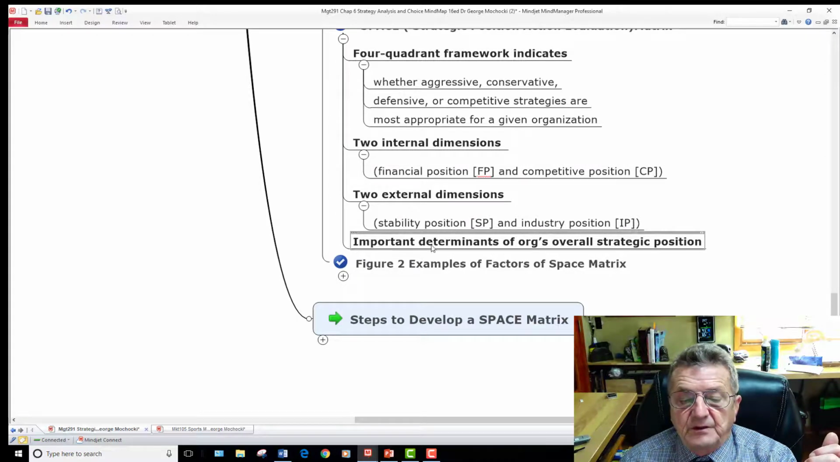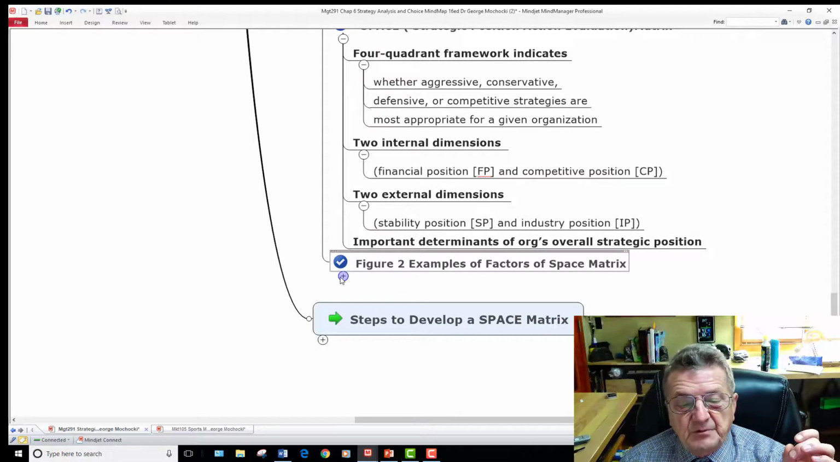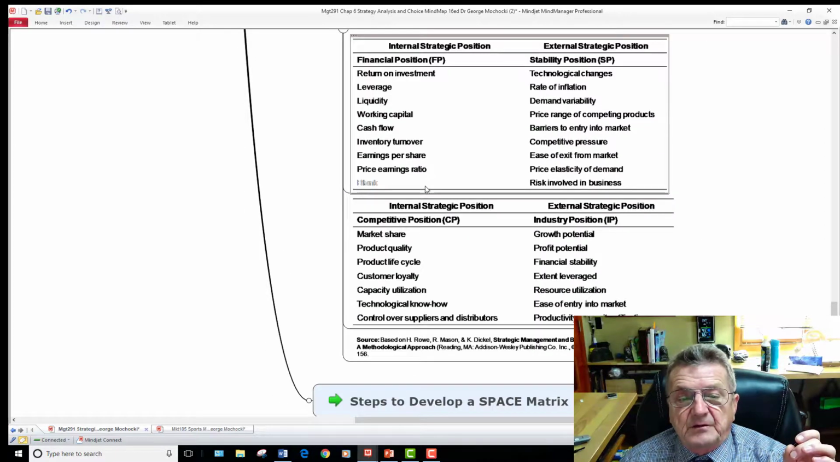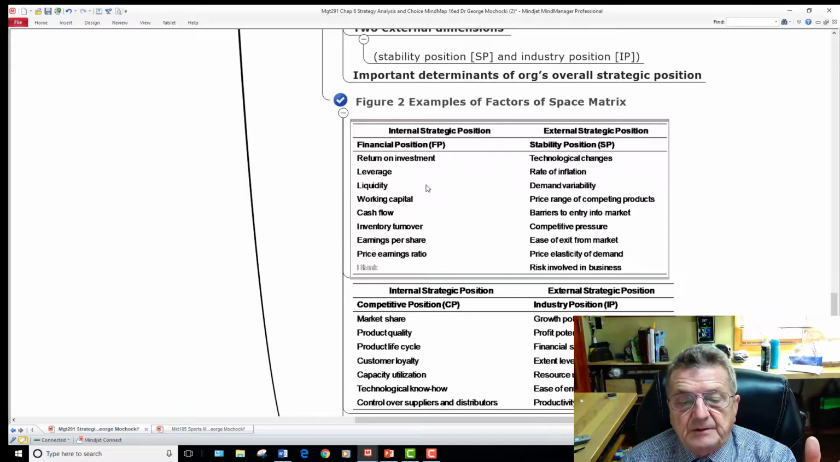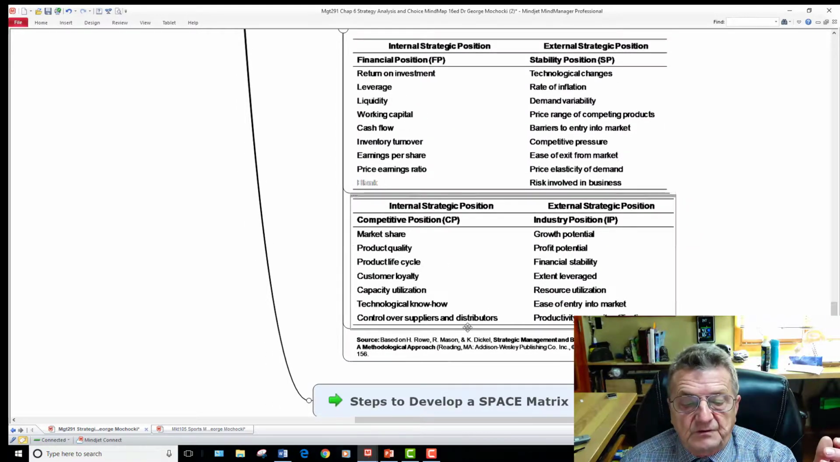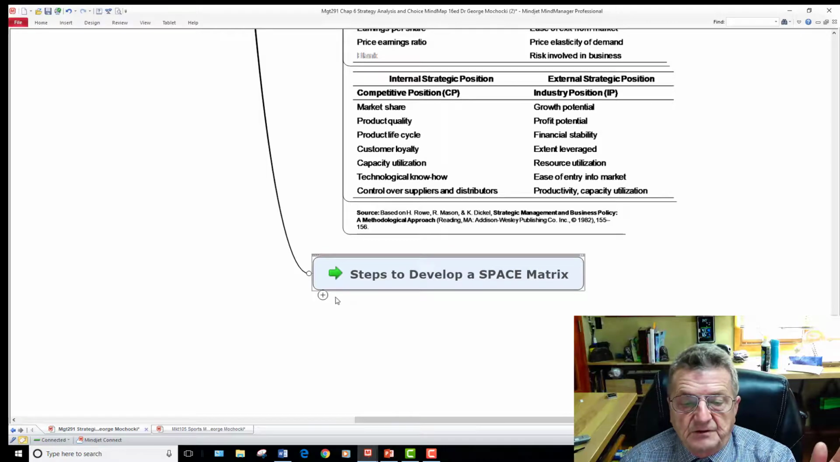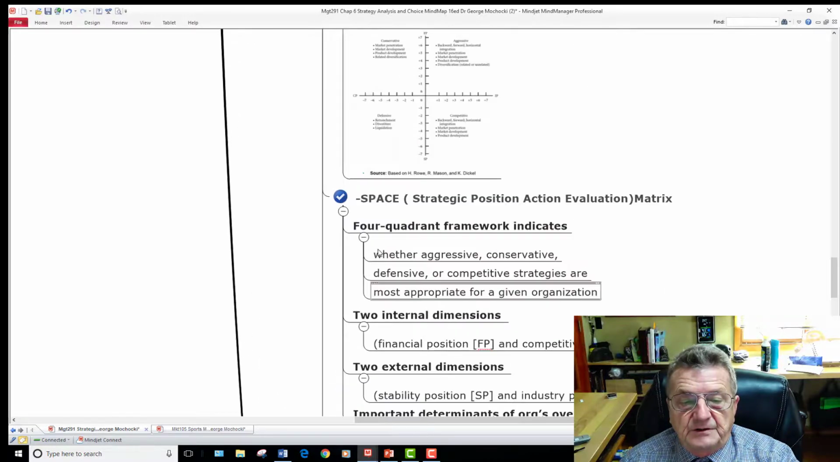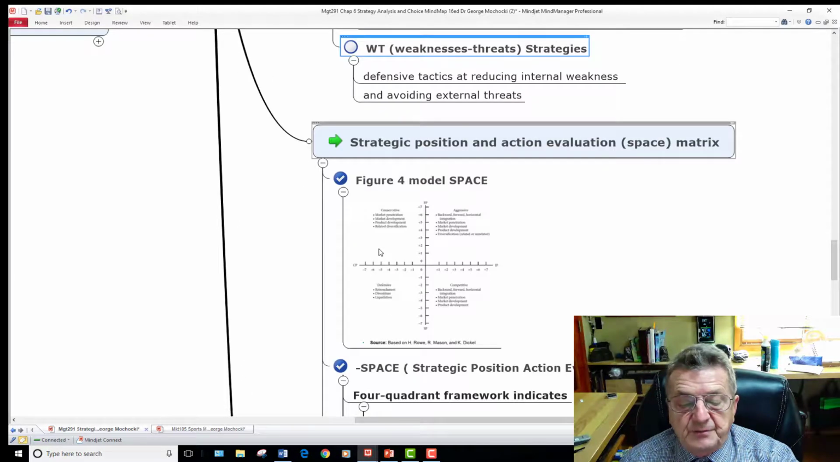And then the next one is important determinants of the organization's overall strategy. Here are some examples. I'm not going to go through it, but remember, you can stop the video and take a look at it. Here's the source. That takes care of this one here, my strategic space.